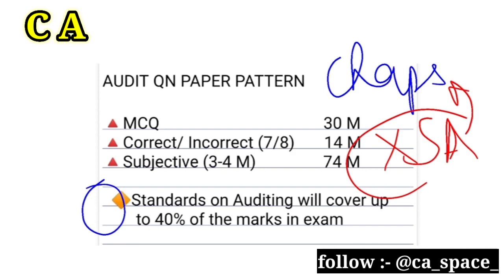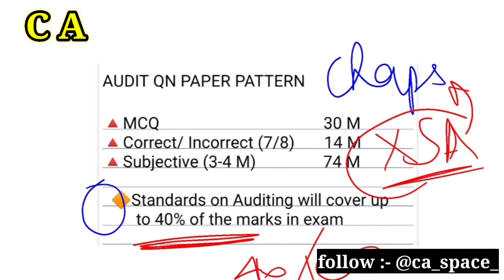You will have to study this very well, because if you are going to write your paper for 100 marks, minimum 40%, okay, not a maximum, minimum 40% or even more than that is going to consist of questions from standards on auditing only. So if you read your standards on auditing very well, only then will you be able to either pass or get exemption in the exam. So don't think of just reading the chapters and skipping the standards on auditing. Standards on auditing individually is very important, so please read that.